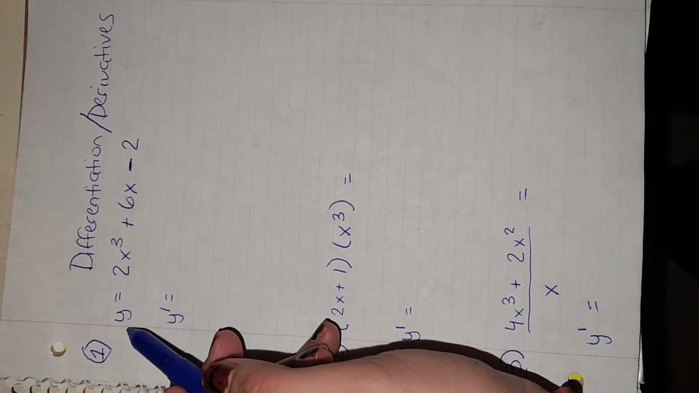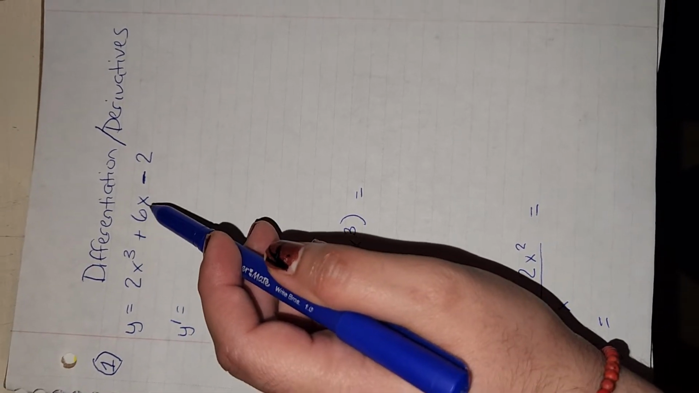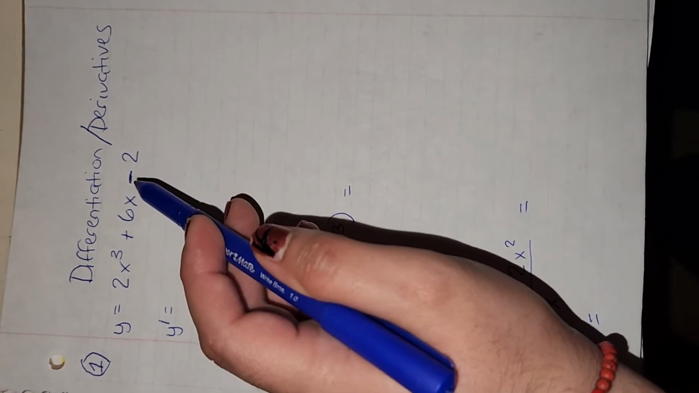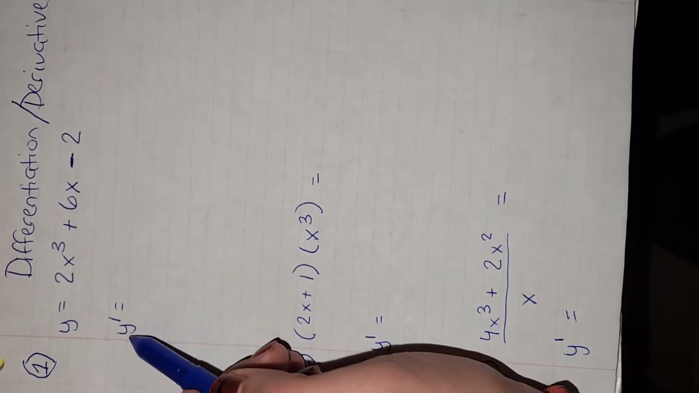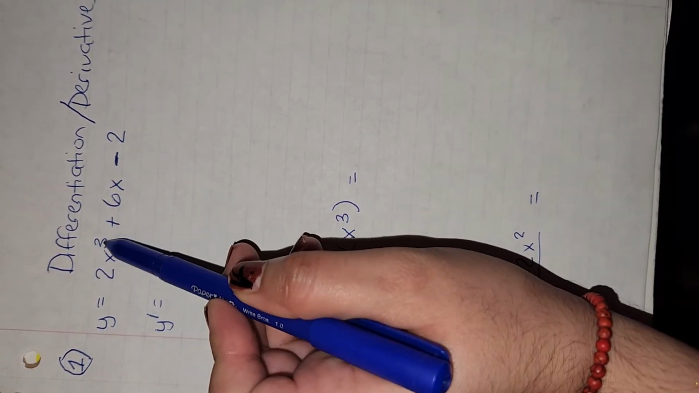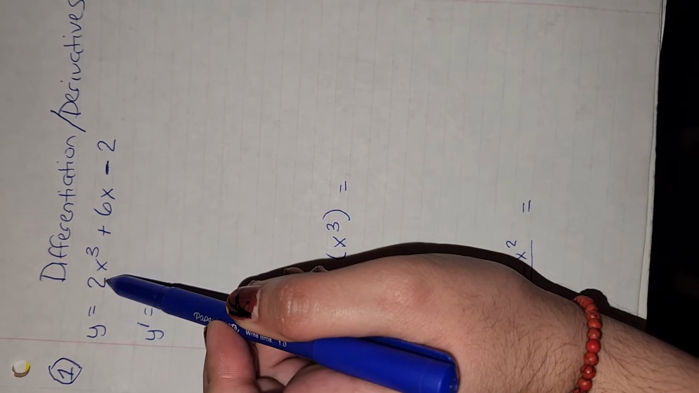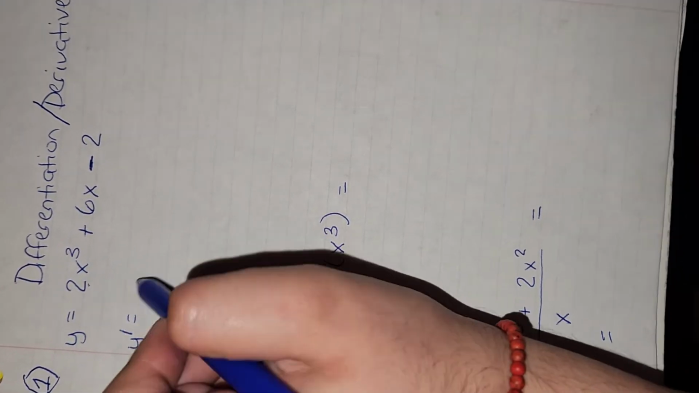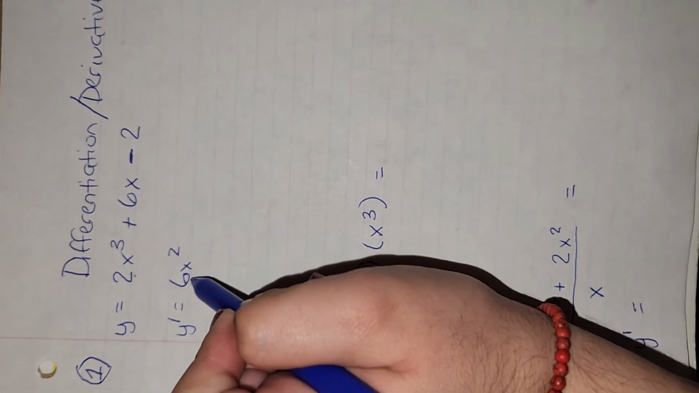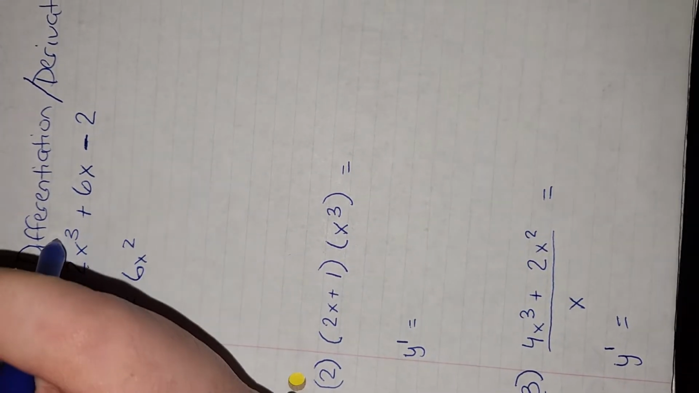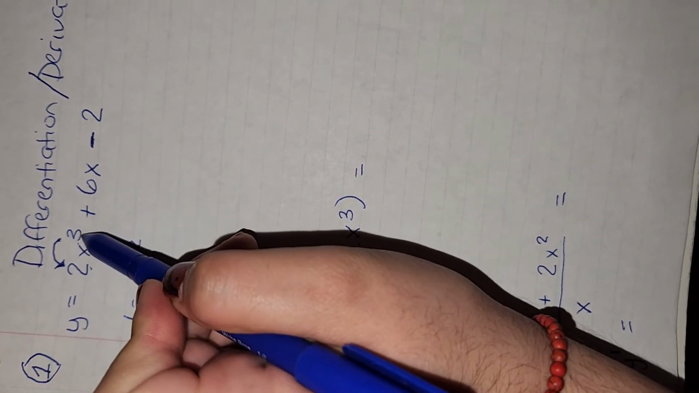Problem number 1 is y equals 2x to the third power plus 6x minus 2, and we're trying to find the first derivative. So how we do that is that we multiply the exponent times the whole number that's right here, and it's 6x squared. Why is it 6x squared? Because we multiply this number with this one and we subtract 1 from the exponent.